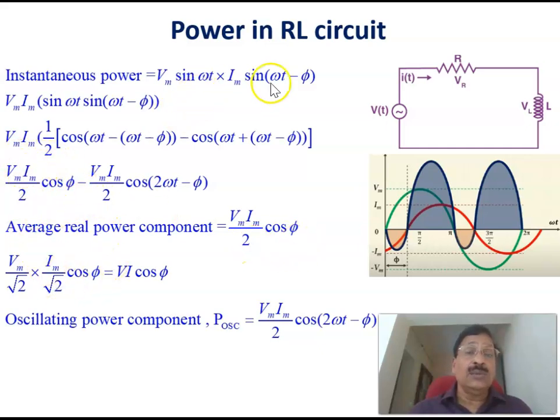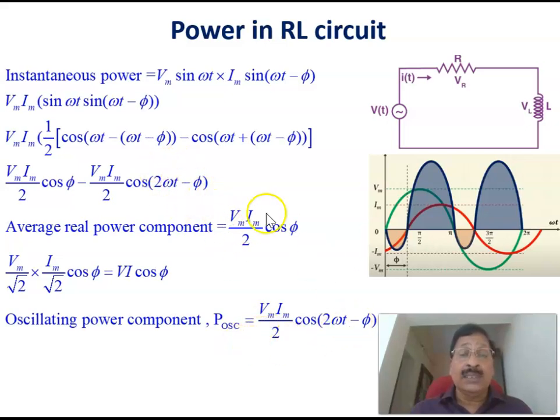Or, for an AC circuit, the power equation is Vm by root 2 into Im by root 2 into cos phi, or V into I into cos phi, where V is the RMS value of the voltage and I is the RMS value of the current. Cos phi is called the power factor, where phi is the phase angle between the voltage and current. This is the active power, Vm Im divided by 2 into cos phi. And this is the oscillating component of the power, which oscillates with respect to time.